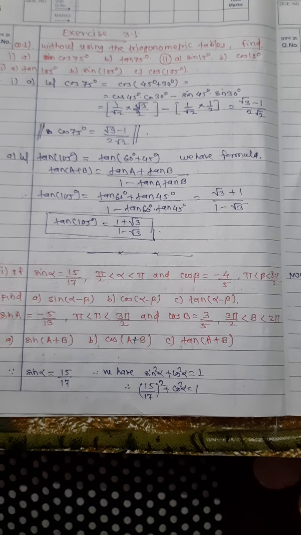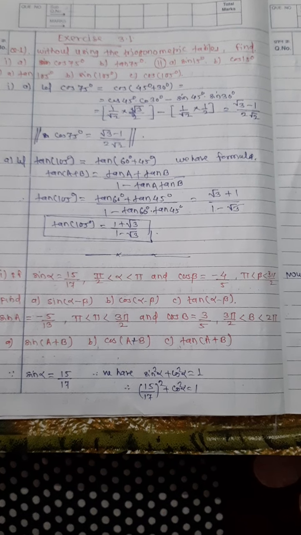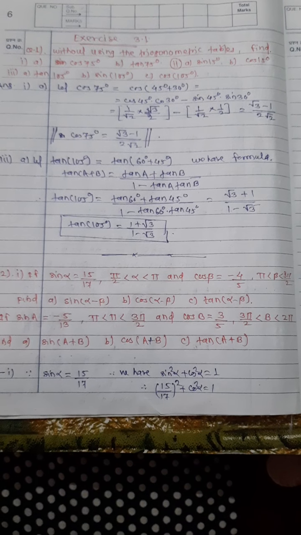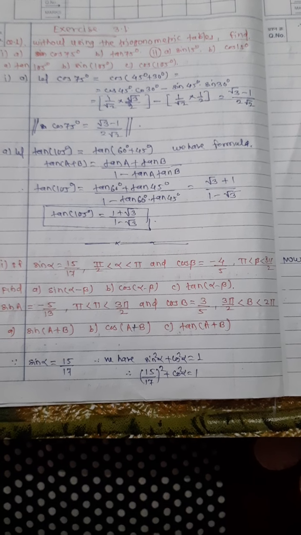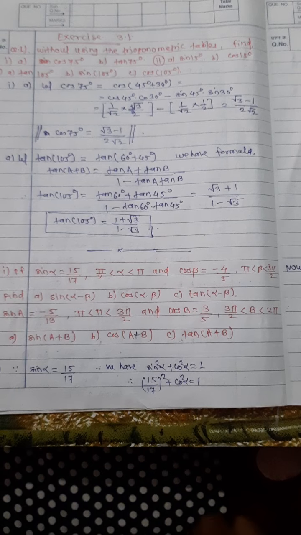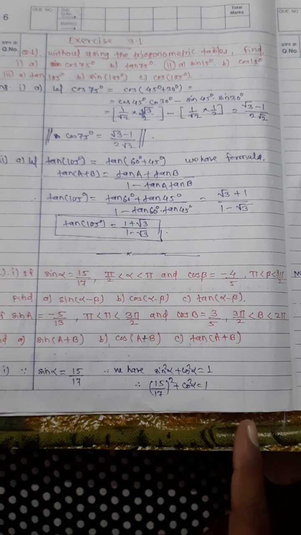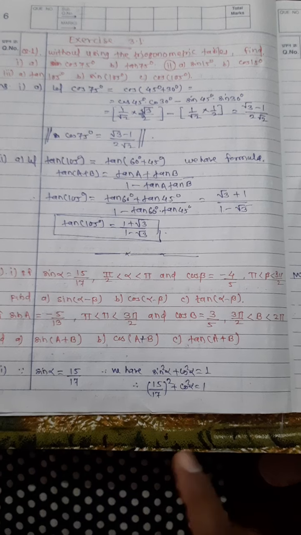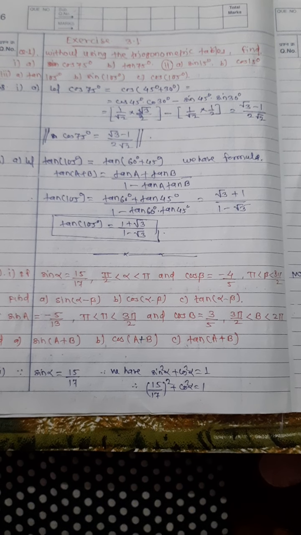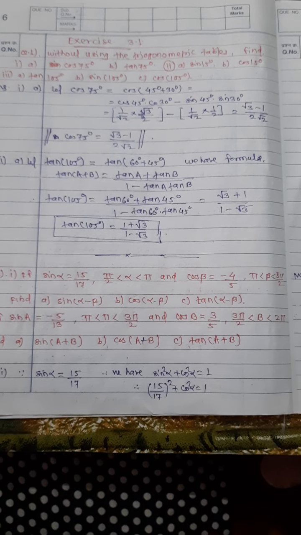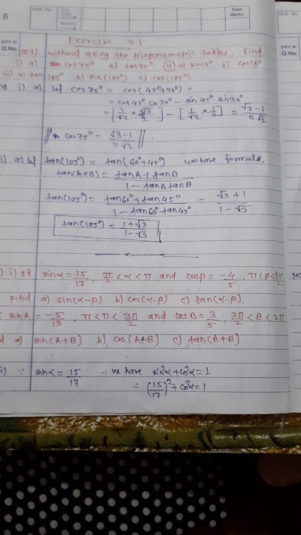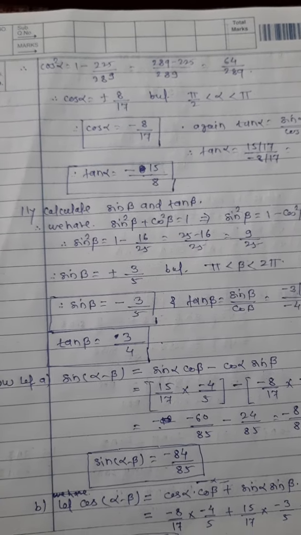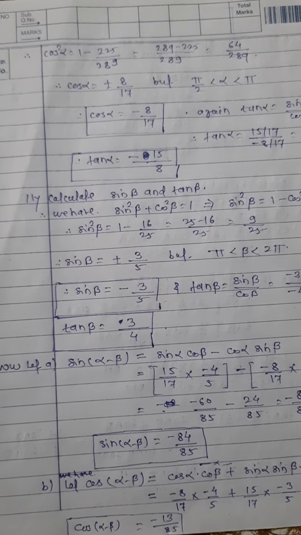So I will start here. For angle alpha, we have the fundamental formula sin square alpha plus cos square alpha is equal to 1. Therefore, you know the value of sin alpha, that is (15 upon 17) whole square, plus cos square alpha is equal to 1. And therefore cos square alpha is equal to 1 minus square of 15, which is 225, upon square of 17, which is 289. So simplify this, we get (289 minus 225) upon 289. That final will be 64 upon 289.